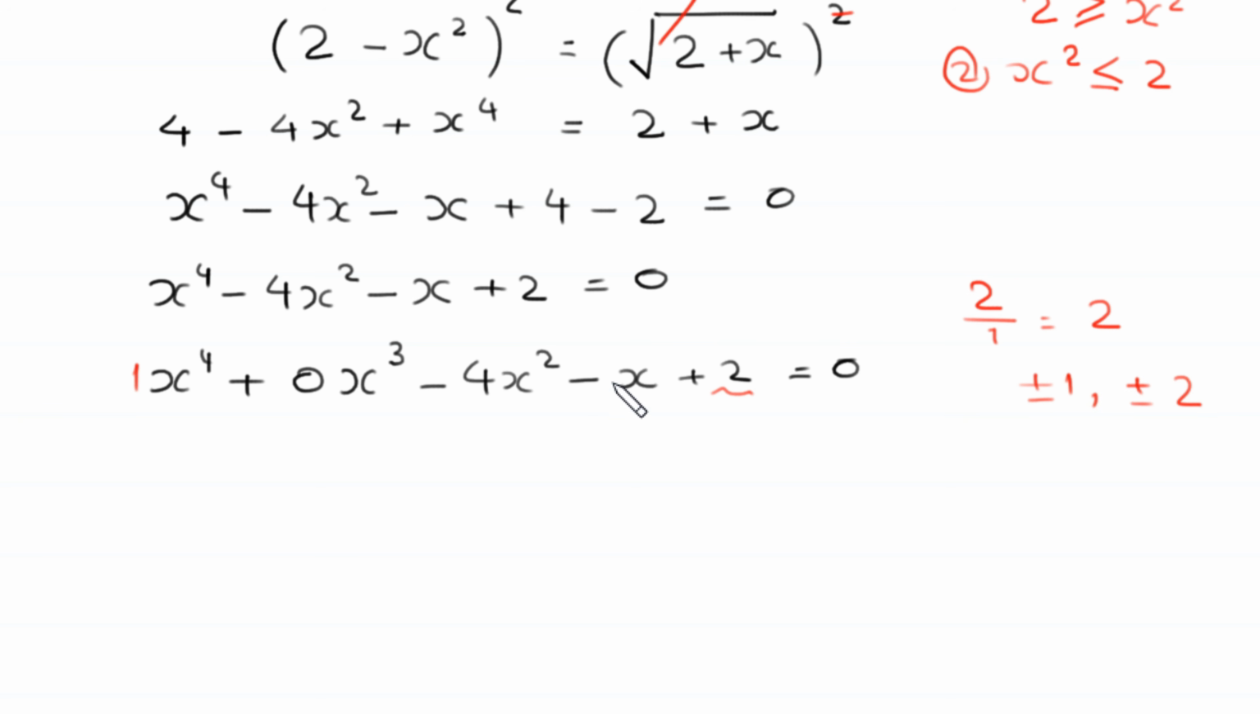To use synthetic division, we write the coefficients of this expression in a row. Like this: the coefficient of x to the power 4 is 1, the coefficient of x to the power 3 is 0, the coefficient of x squared is negative 4, the coefficient of x is negative 1, and this constant is 2.